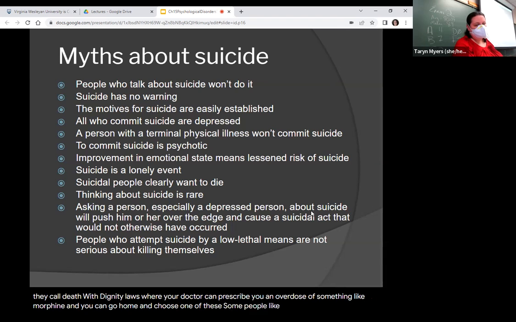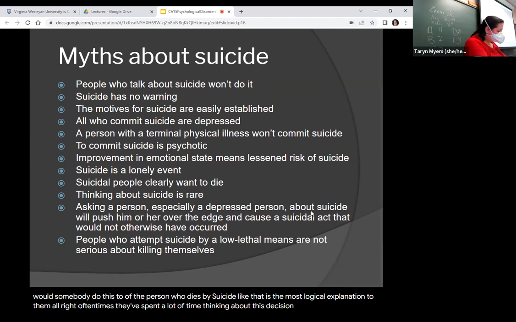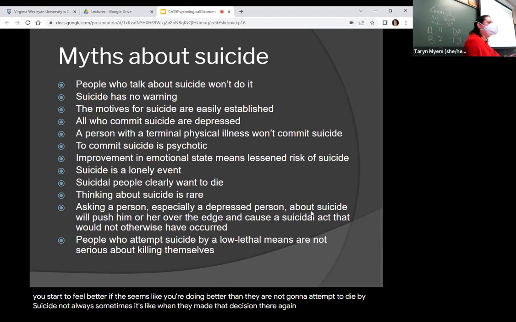Some people are like, oh, it's so crazy, it's so psychotic, why would someone do this? To the person who dies by suicide, that is the most logical explanation to them. Oftentimes they've spent a lot of time thinking about this decision. Some people think, oh, if someone starts to feel better, if they seem like they're doing better, then they're not going to attempt to die by suicide. Not always. Sometimes when they've made that decision, they're at peace with themselves.